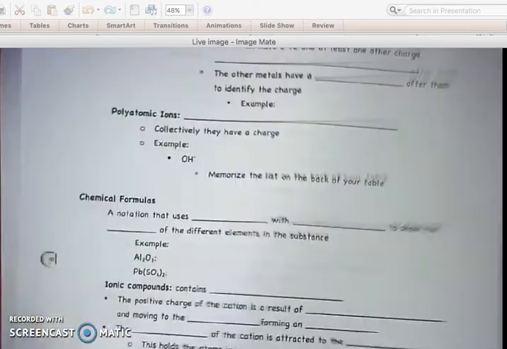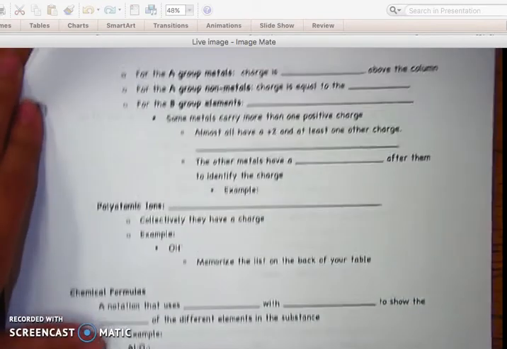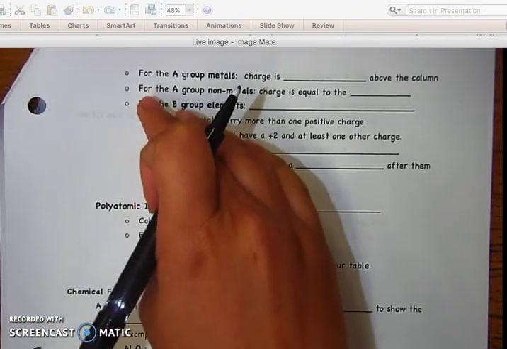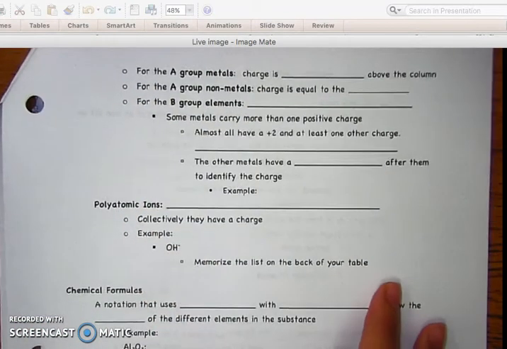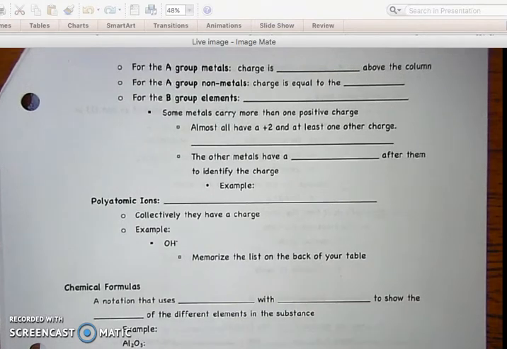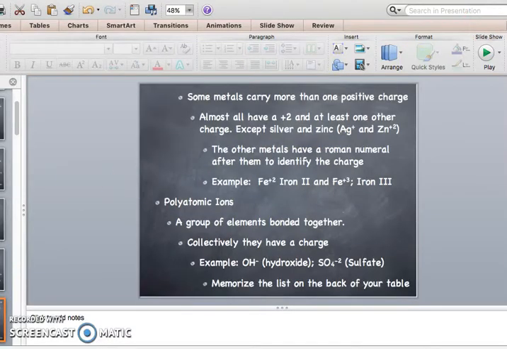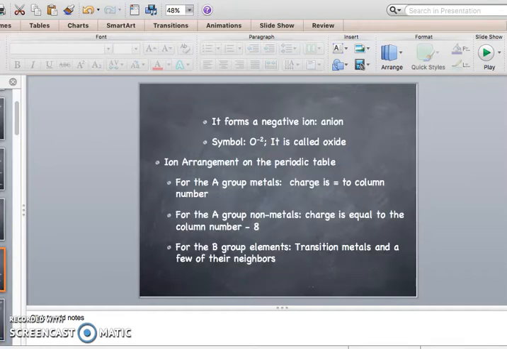And if you flip it over to the back side, I'm going to have you go back and fill this out according to the PowerPoint. So if you look at the PowerPoint with me, we're down over here. Okay, so ion arrangement on the periodic table.